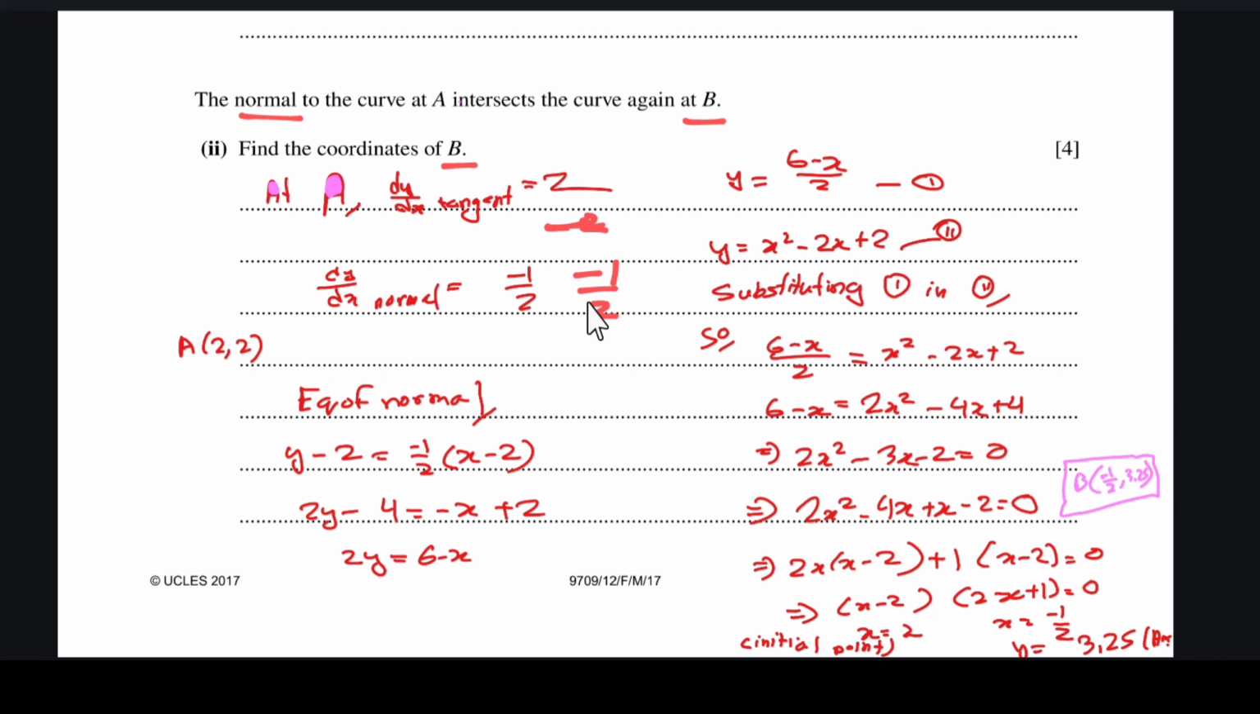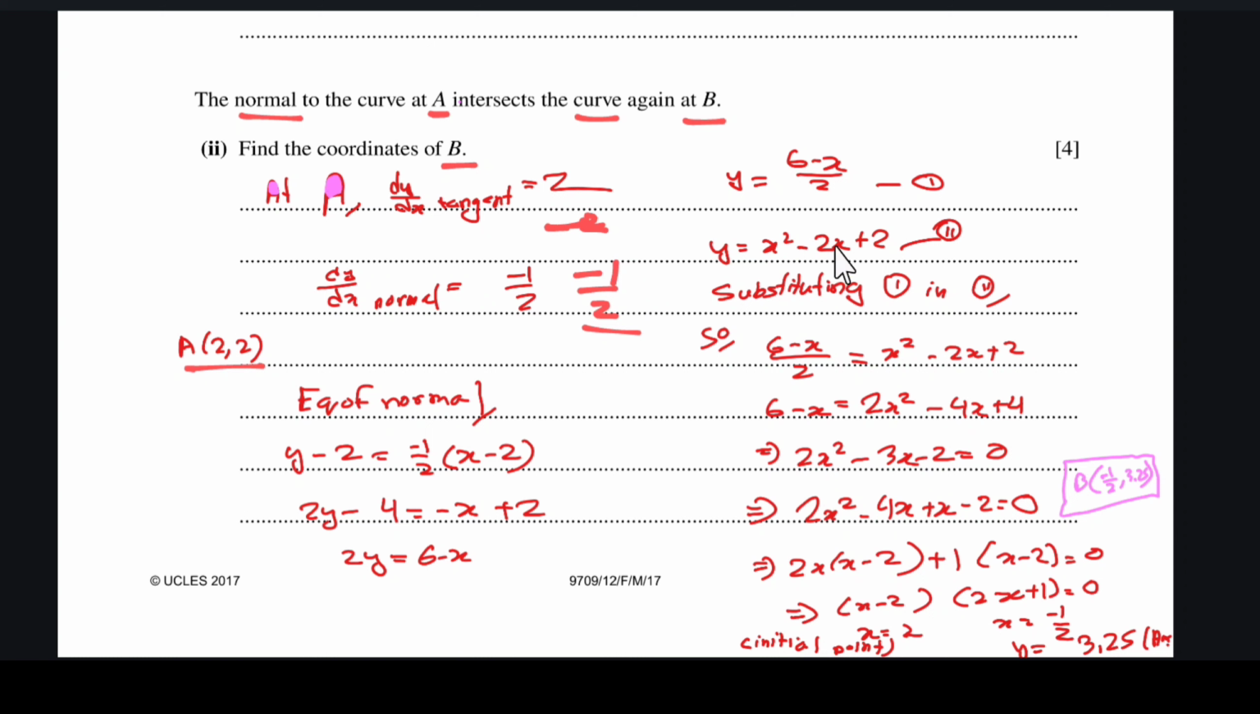So it would be negative 1 by 2, the gradient of the normal. The equation of the normal at point A, we know the coordinates of A and the gradient. So y minus y1 is equal to m in bracket x minus x1. We know the equation of the normal. Now the normal again intersects the curve.